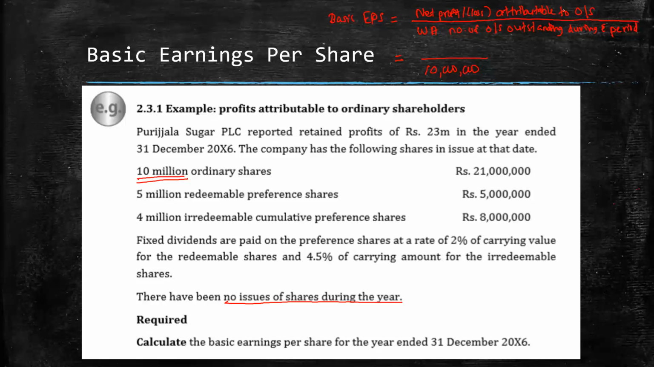Then net profit or loss attributable to ordinary shareholders. How to take this one? Net profit or loss minus preference dividends. What is the net profit? Net profit is 23 million. Right? Net profit is 23 million. From this, we need to deduct what? Preference dividends. වරණීය කොටස් හිමියන්ට ගෙවපු dividends අඩු කරන්න ඕන.